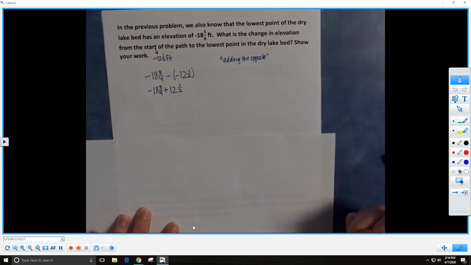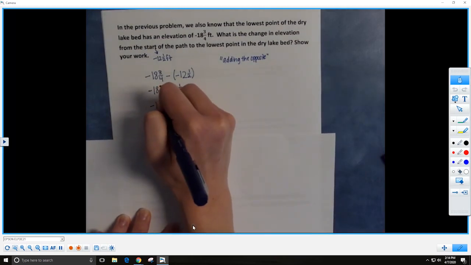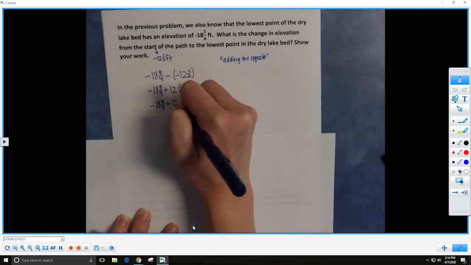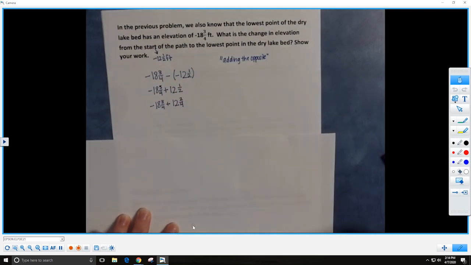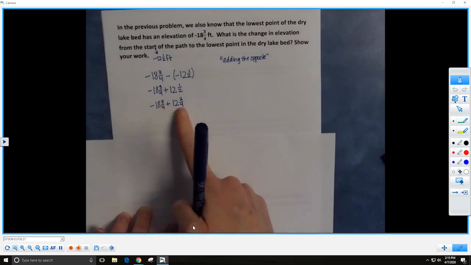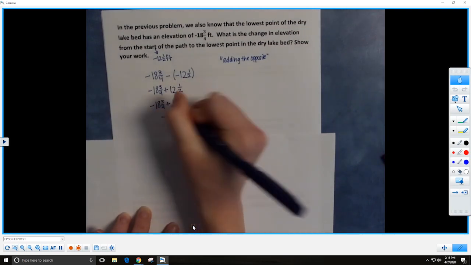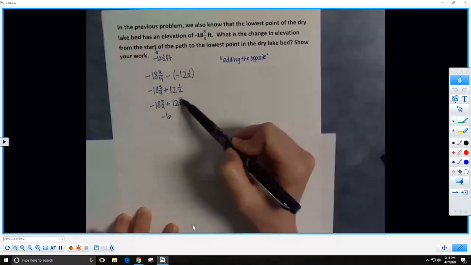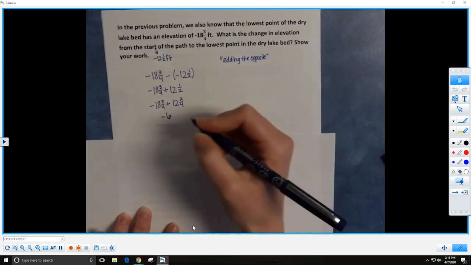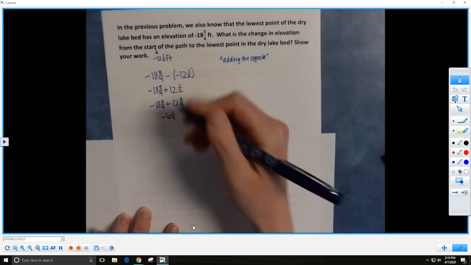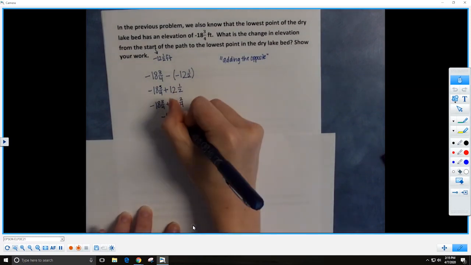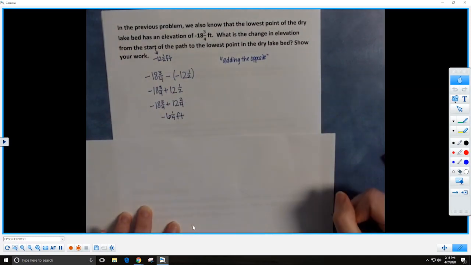We are going to need a common denominator of 4 here. So negative 18 and 3/4 plus 12 and 2/4. Negative 18 plus 12 is negative 6 and 3/4. Negative 18 and 3/4 plus 12 and 2/4, when we add those two together, is negative 6 and 1/4. Goodness. So the change in elevation is negative 6 and 1/4 feet.